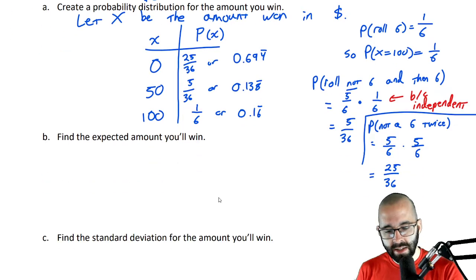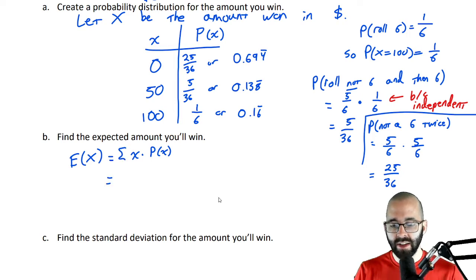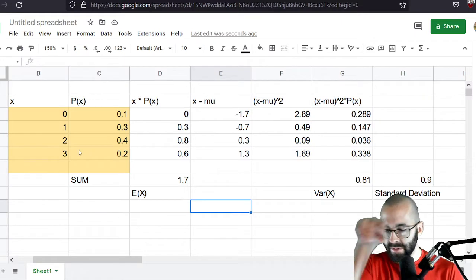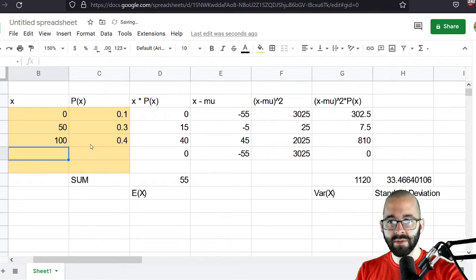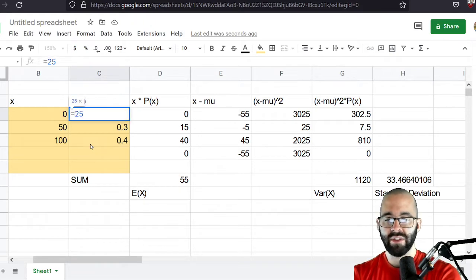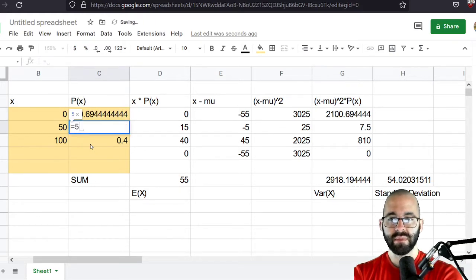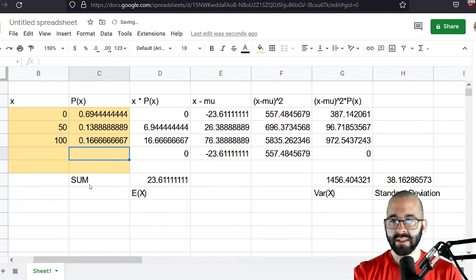Excellent. The expected value of our x, otherwise known as the mean, mu, is: multiply each x by its probability and then add them all up together. Luckily, we can use our spreadsheet. This time we only have 3 options. We either win $0, $50, or $100, and the chances are 25/36, 5/36, and 1/6.